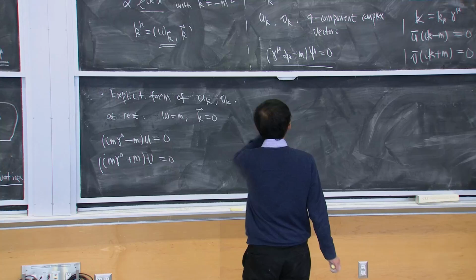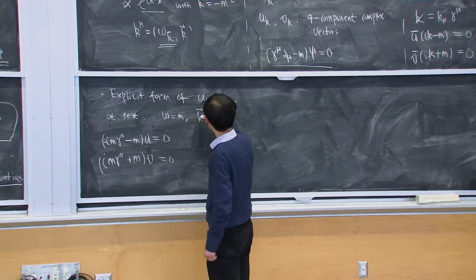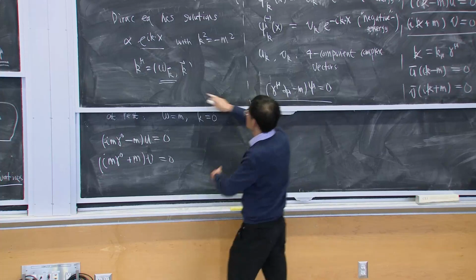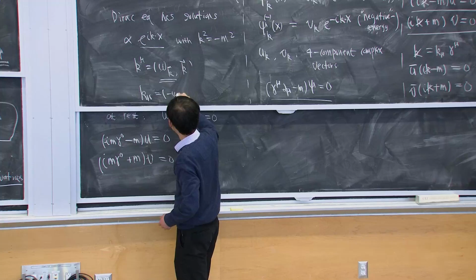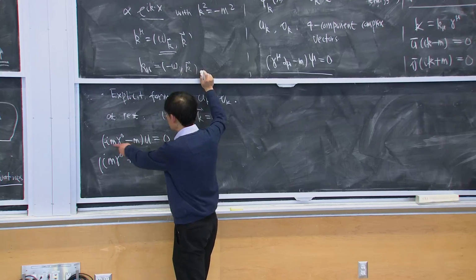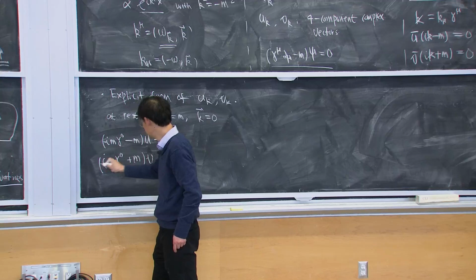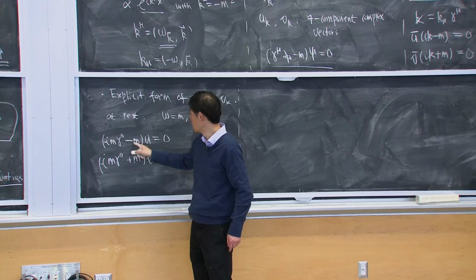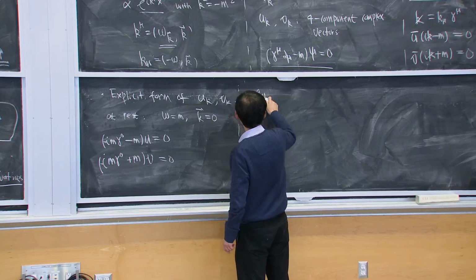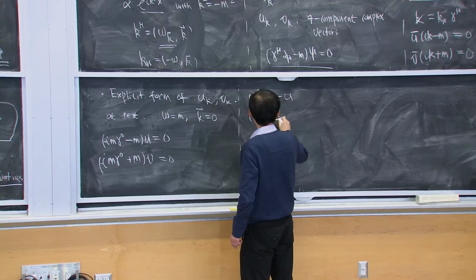Sorry, I should have a minus sign here. The k upper index is equal to omega, then the k lower index is equal to minus omega. And here, when we contract with gamma zero, we use the lower index, so we have a minus sign here. So m can be canceled on both sides, and it just becomes i gamma^0 u equals minus u, and i gamma^0 v equals v.